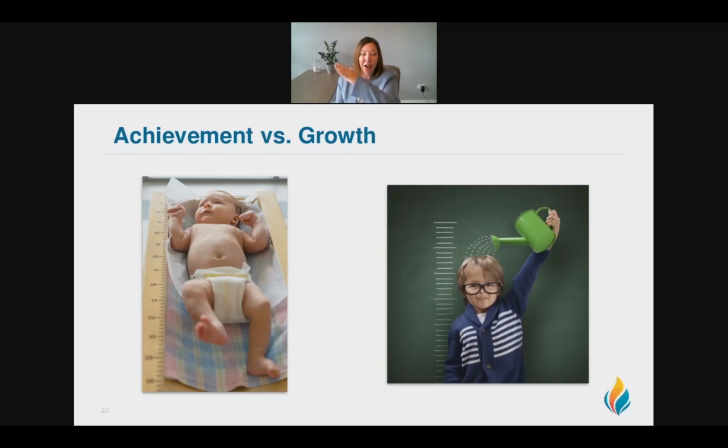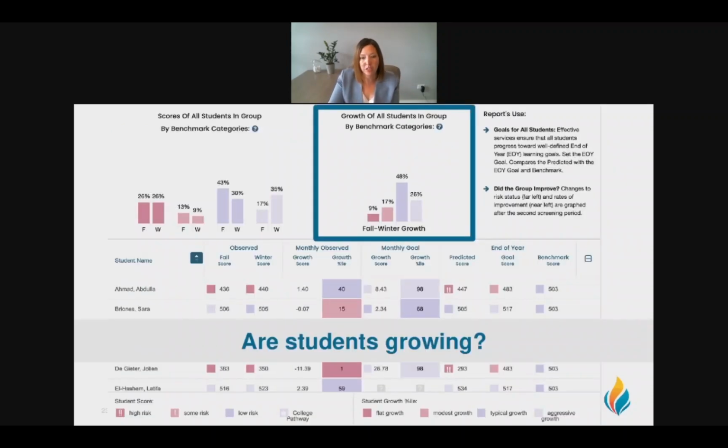Knowing if they're at risk or not is really important, but it's also really important to know that they are making great growth regardless of their risk category. And so let's look at some growth data. Here's an example of the group growth report from FastBridge.